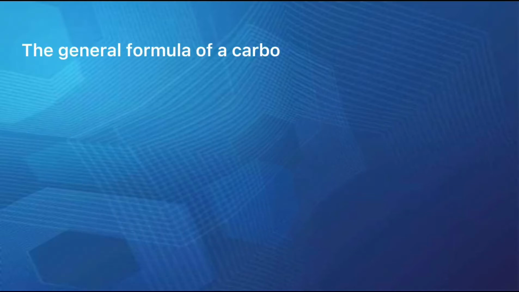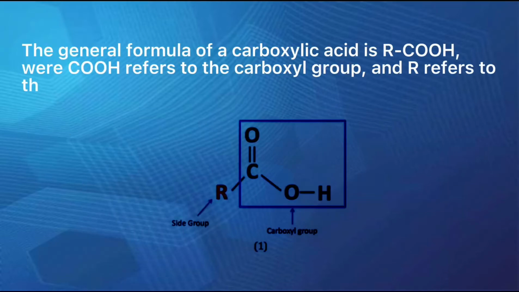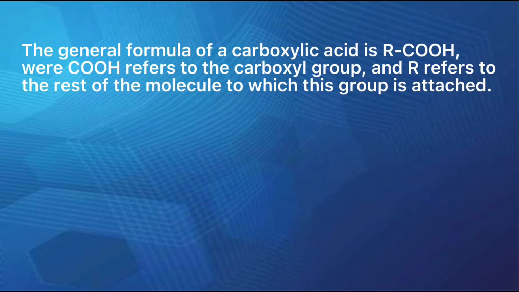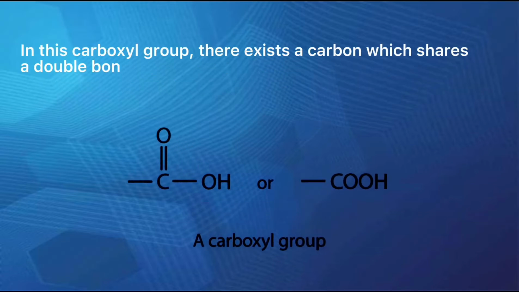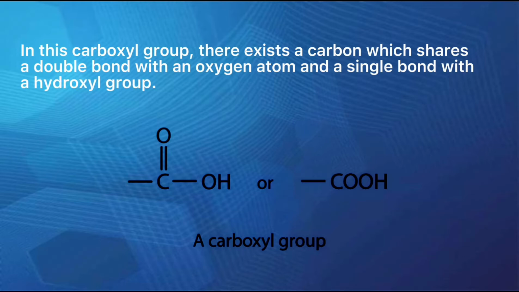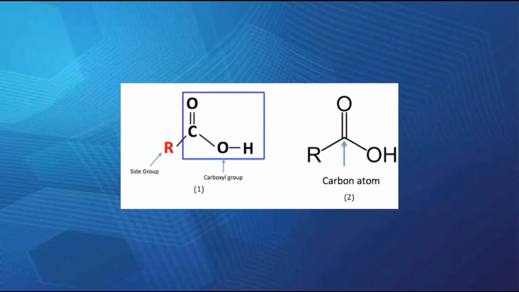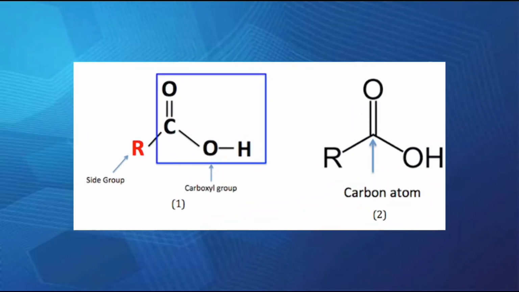The general formula of carboxylic acid is RCOOH. COOH refers to the carboxyl group and R refers to the rest of the molecule to which this group is attached. In this carboxyl group, there exists a carbon which shares a double bond with an oxygen atom and a single bond with a hydroxyl group. Here we have two pictures attached of the general structure of a carboxylic acid. On the second picture, you can see the carboxyl group or the COOH and R, which refers to the rest of the molecule into which this group is attached.